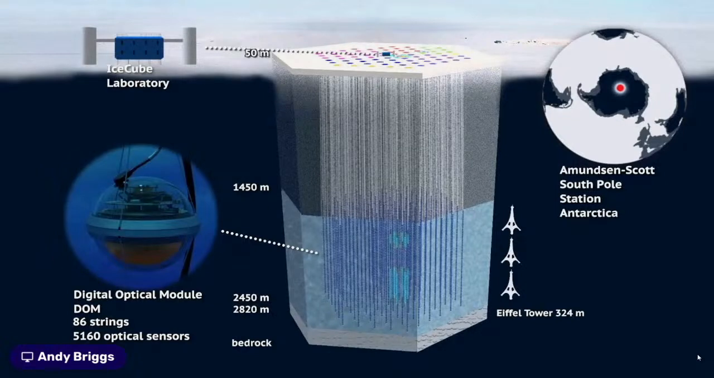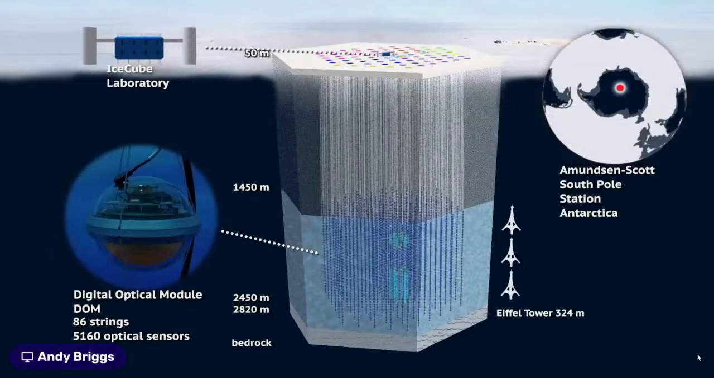When a neutrino passes through the ice, occasionally it does collide with an atom, and that produces a very faint flash of blue light called Cherenkov radiation. As you can see on the left, these DOMs, these digital optical modules, are basically light detectors that can detect those tiny flashes of light. And by working out where they were detected, they can work out the path of the neutrino.